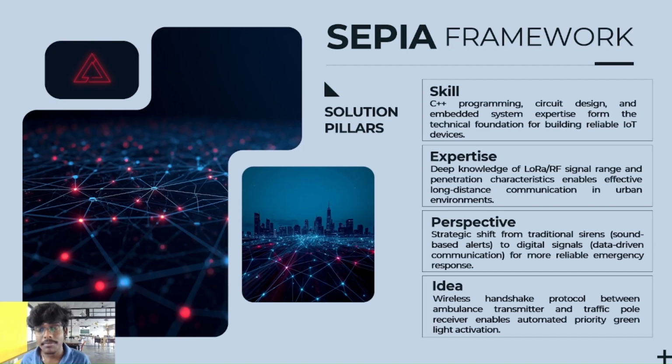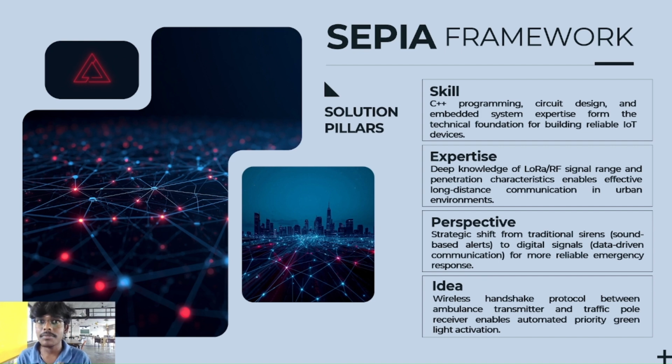This is another empathy model, called the SEPIA framework. S means skill, E means expertise, P means perspective, I means idea, and then alignment, which is to align all these skills, expertise, perspective and ideas in a single line. Skill: C++ programming, circuit designing, and embedded systems form the technical foundation for building reliable IoT devices. Skill means the skill in technology and circuit designing for this solution.